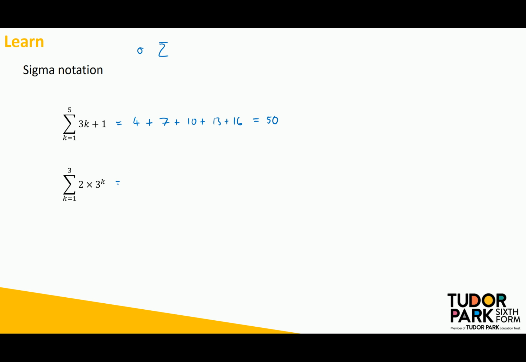In a similar way, here we have the sum again from k is 1 to 3 of 2 times k to the power 3 to the power of k. Substituting in my values, that becomes 6 plus 18 plus 57, and that gives me a total of 78. So this sigma notation is just used as a shorthand rather than writing out a series of values.